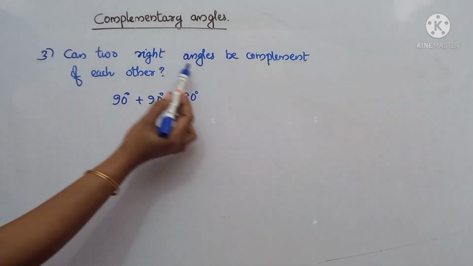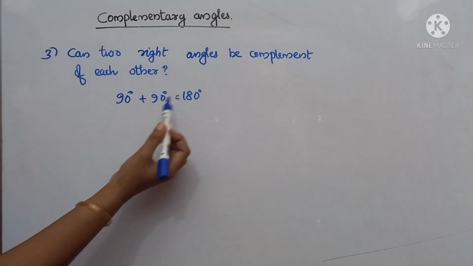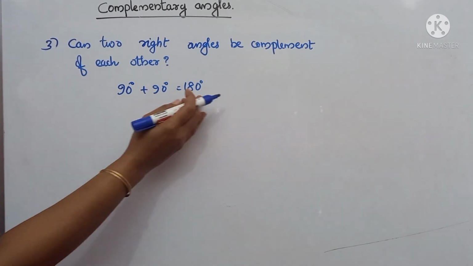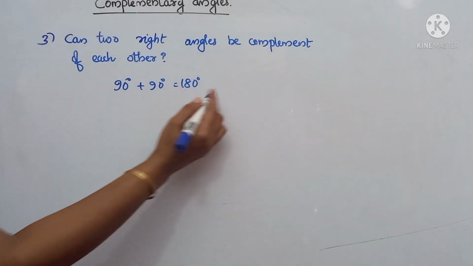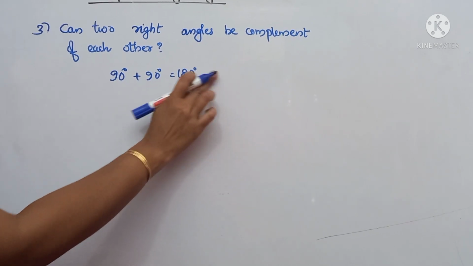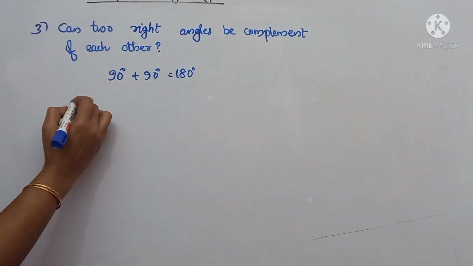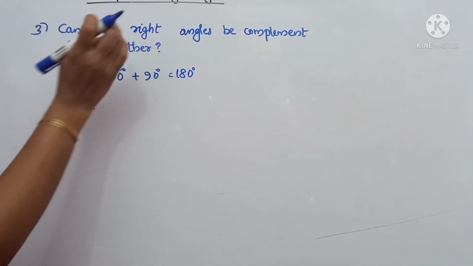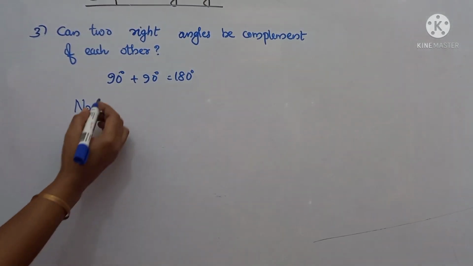The third one is, can two right angles be complement of each other? Right angle means equal to 90 degrees. So 90 degrees plus 90 degrees is equal to 180 degrees. We know this is not equal to 90 degrees, it is greater than 90 degrees. So no, it is not possible for two right angles to be complement of each other.